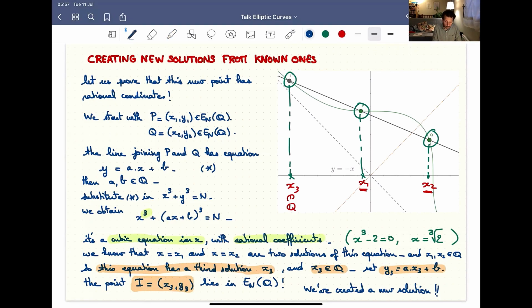So what we've done, in terms of the problem of finding rational solutions to the equation x cubed plus y cubed equals n, is this: when we have two solutions P and Q, then we can create a third solution.